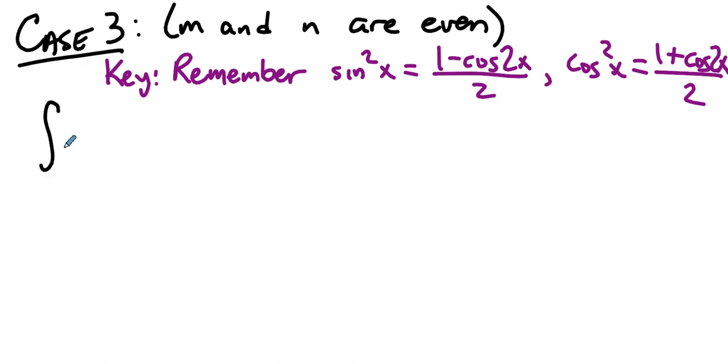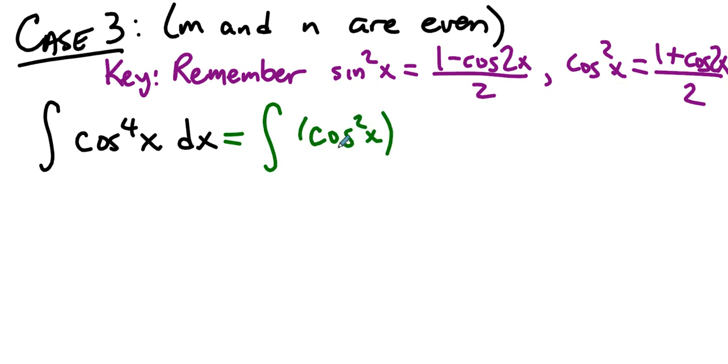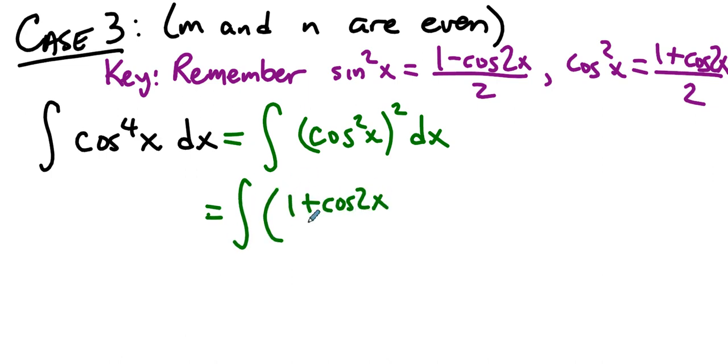What do I mean? Well, let's pretend that our example is the integral of cosine to the 4th x dx. The power on sine is 0, that's even. The power on cosine is 4, that's even. So we want to use these things. Well, probably not this one, probably this one. So how does that go? This is the integral of cosine squared of x, squared. And that's the integral of ((1 plus cosine of 2x) over 2) squared.